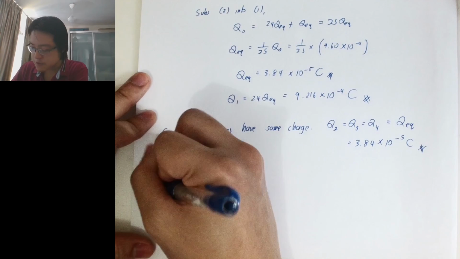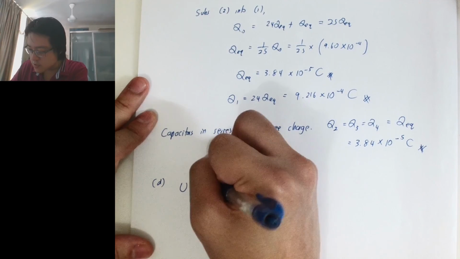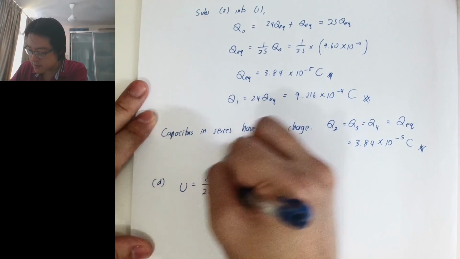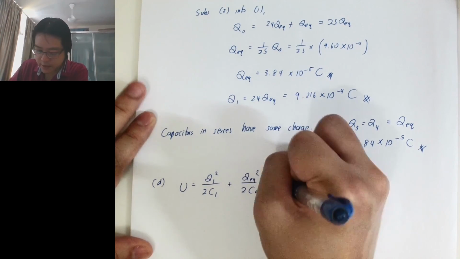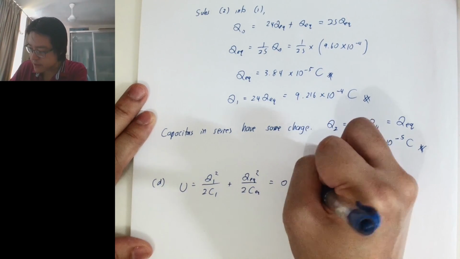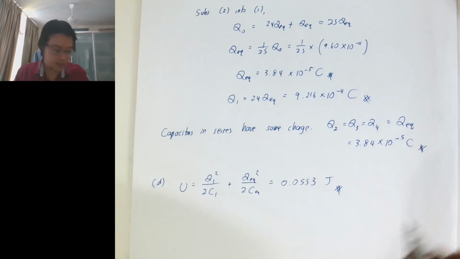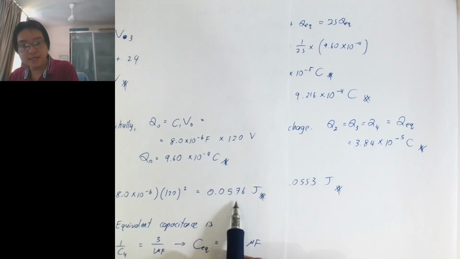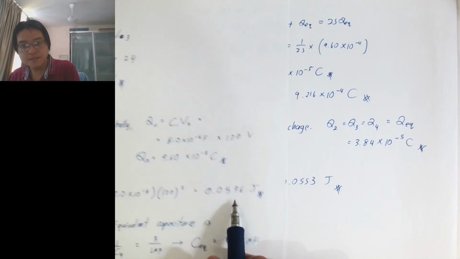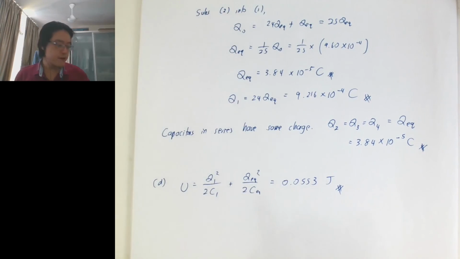And then finally, for the last part, we just want to find the energy. So you just use the equivalent capacitance again. And this is 0.0553 joules. Okay, so if you compare to the previous number, the previous energy was 0.576. It has been reduced, right?